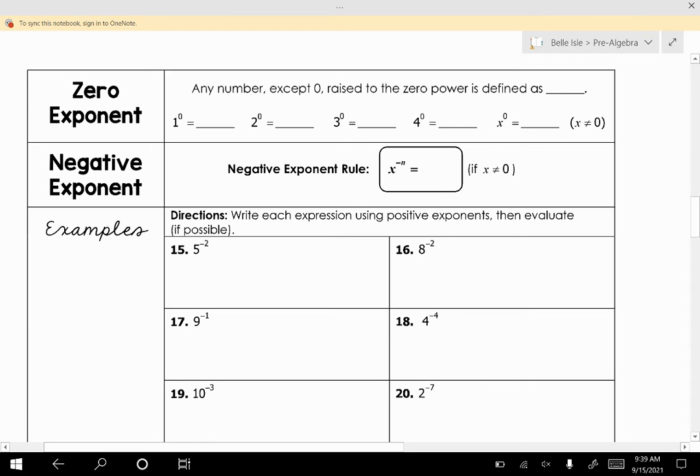What's that? It does not equal 0, though you would think it does. It is going to be defined as 1. So 1 to the 0 power is 1. 2 to the 0 power, 1. Yes, always and forever.